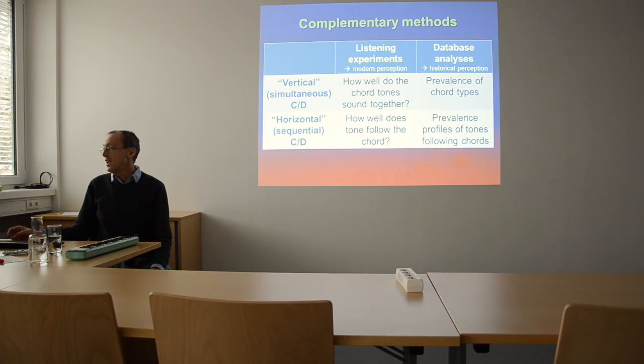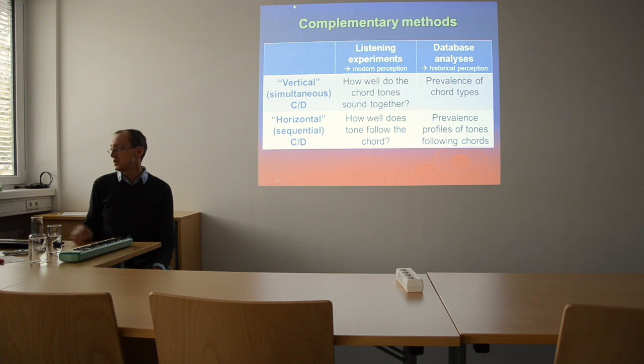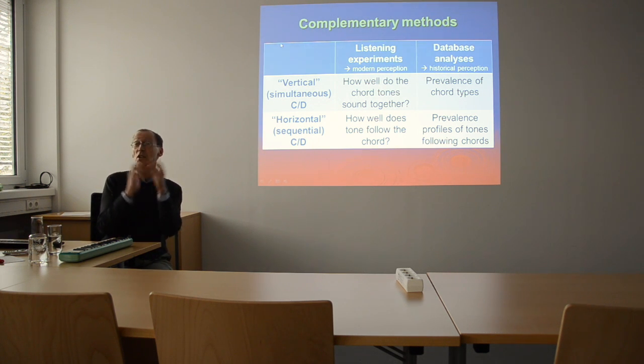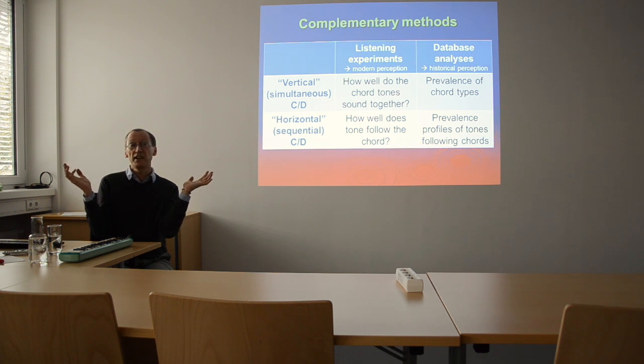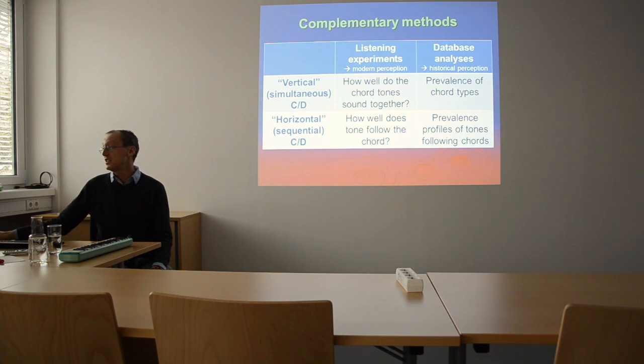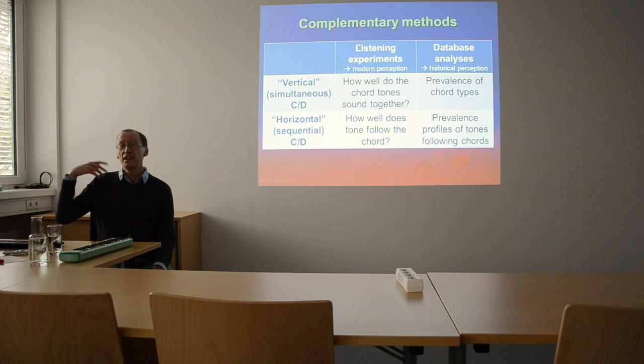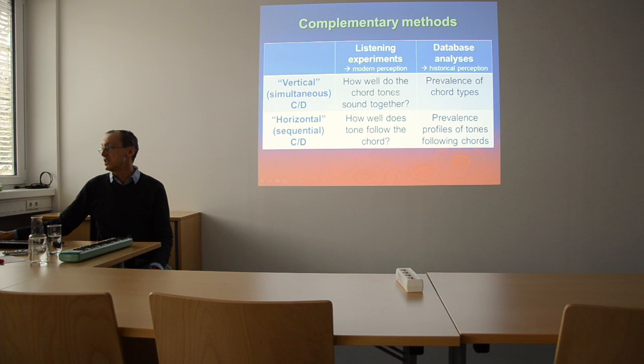And here are some different methods of solving this problem. So you might say, okay, we have a big scientific problem here. We want to understand what chords and tonality are. One option is that we do listening experiments. So people hear sounds and they make some judgments about it. And that way you can find out about the modern perception, how people today perceive those sounds. Another option is you take a database of musical scores from history and you try to analyze it to find out how people perceived in the past.